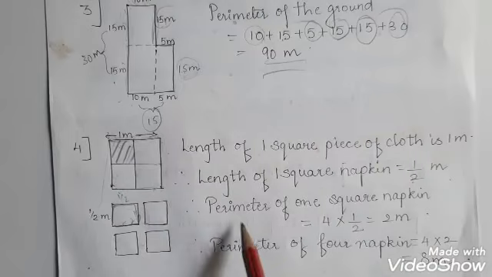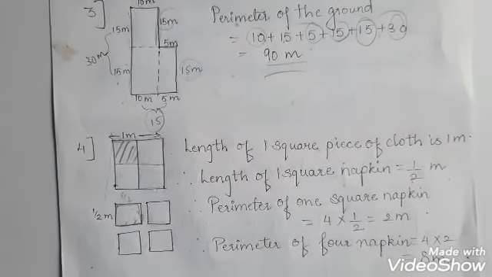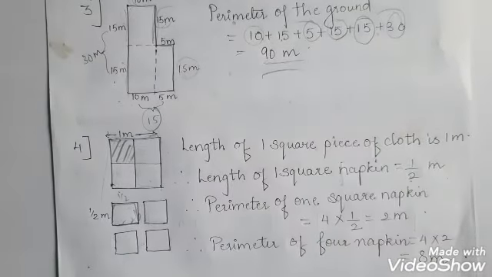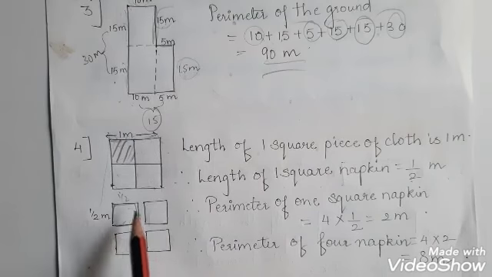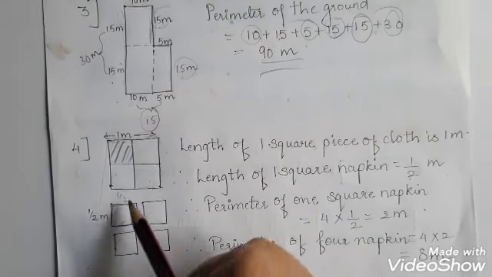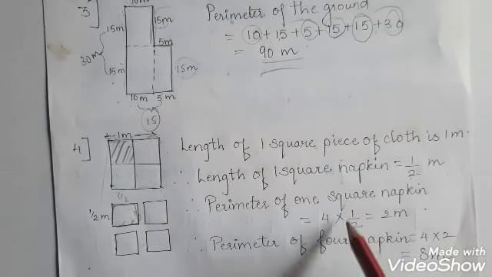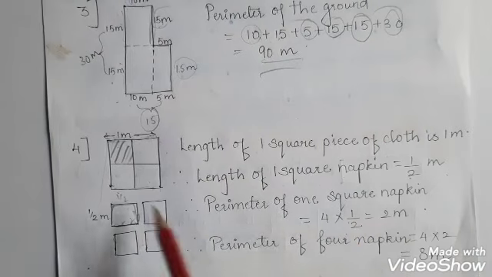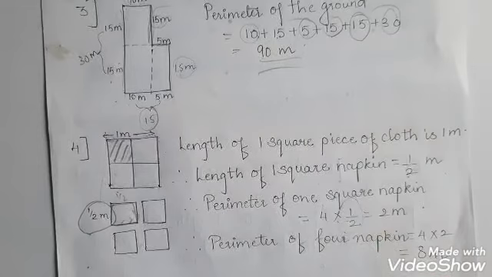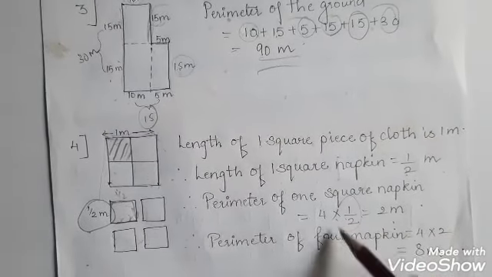Now I have to find the perimeter of one square napkin. Before you find the perimeter of 4 square napkins, we will first find the perimeter of 1 square napkin. The formula for the perimeter of a square is 4 into A. So 4 into, what is the side? Of 1 square napkin, half. So that is 2 meters. 2 1s are 2, 2 2s are 4.